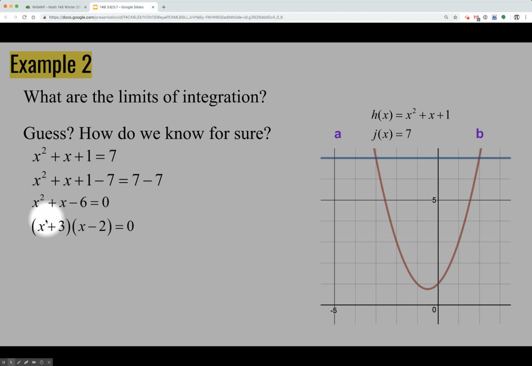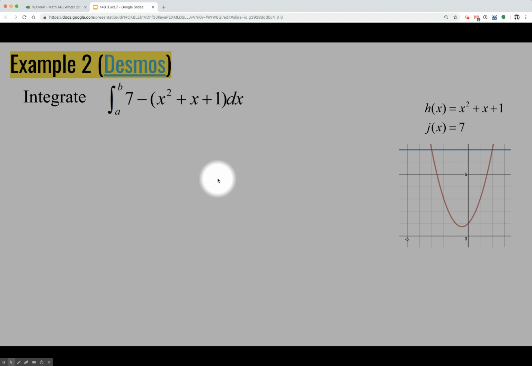So I have this factor times this second factor equal to 0. And we know from previous algebra courses that means we can solve x plus 3 equals 0, which means x is -3. That's the left limit of integration right here, so we were correct. And then we can solve x minus 2 equals 0 and get x equals +2, and there's the right side limit of integration. So if the limits of integration are not given to you, you're going to need a graph, and you're going to need to look at potential points of intersection. So let's go ahead now and integrate. We're taking the upper function j minus the lower function h.